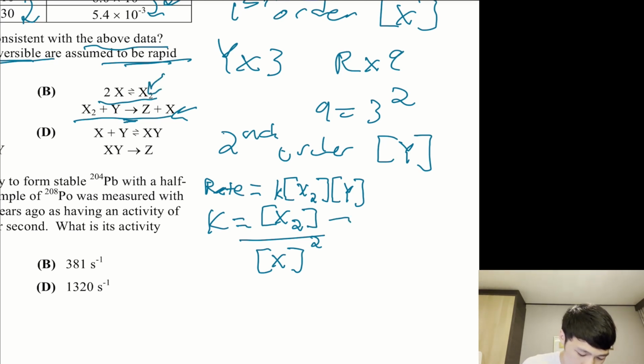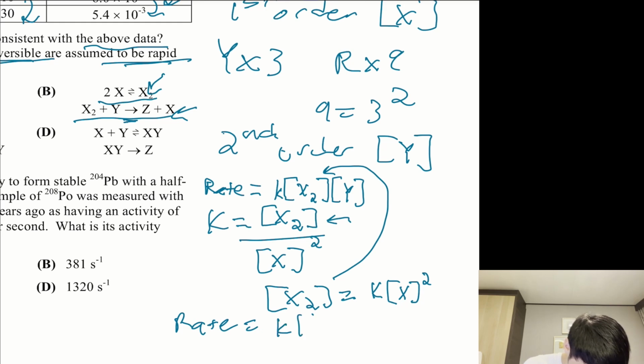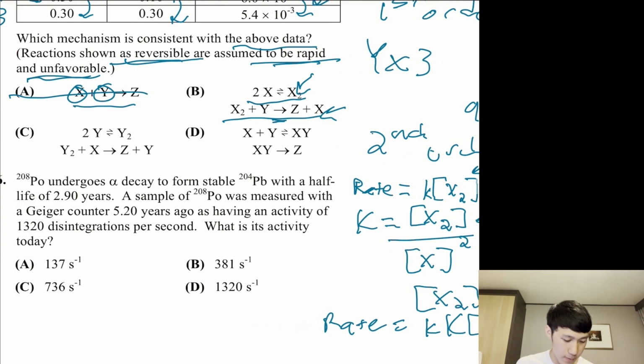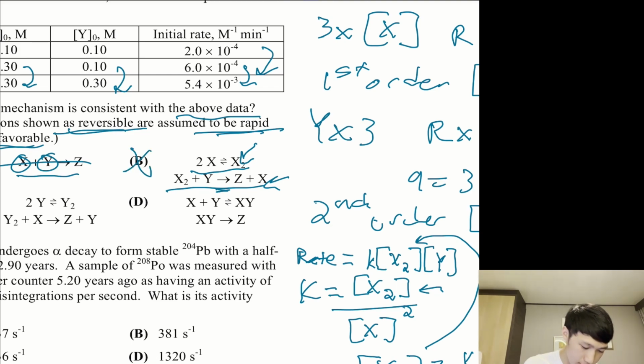And then we can solve for the concentration of X2 in terms of X squared. So the concentration of X2 equals K times the concentration of X squared. Hopefully so far so good. And now we can substitute this expression for X2 into here. So we have the rate equals k times X squared times Y. So this gives us a reaction that's second order in X and first order in Y. And that's not what we're expecting. We want first order in X and second order in Y. So B is not correct.